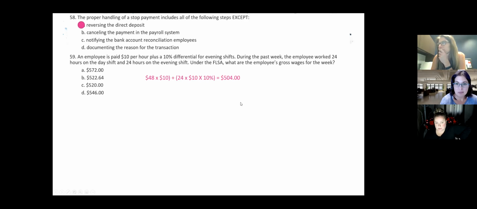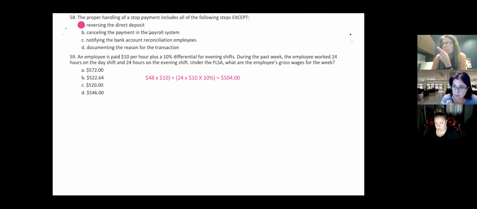See lots of D's. So again, just keep in mind on this one, I always figure out the straight time, then figure out the regular rate of pay, and then figure out the overtime rate, and then multiply by the overtime hours, and then add together. So to figure out the straight time, we're going to do 48 hours times 10, and then that shift differential of $1 or 10% times 10 times the 24 hours gives us 504. So that's the regular amount that was paid.